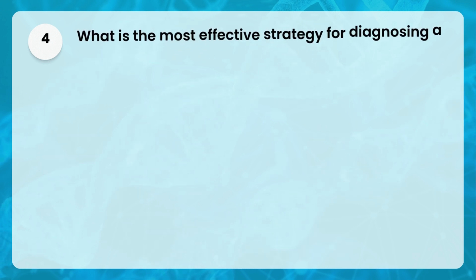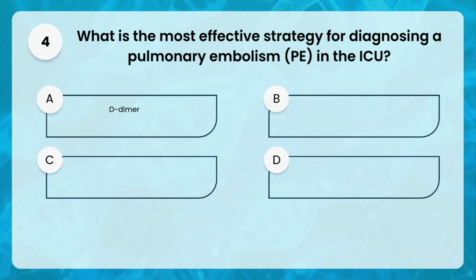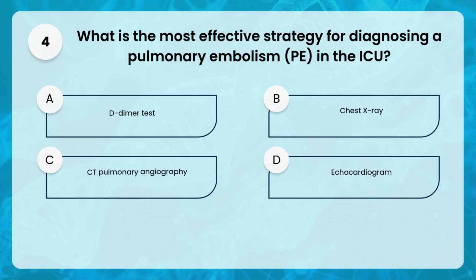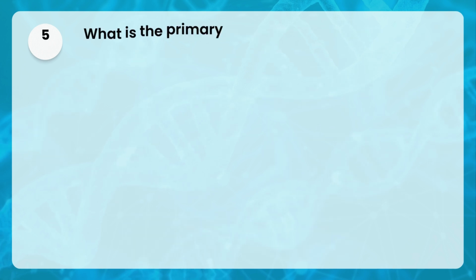Number 4. What is the most effective strategy for diagnosing a pulmonary embolism, PE, in the ICU? A. D-dimer test. B. Chest X-ray. C. CT pulmonary angiography. Or D. Echocardiogram. The answer is C. CT pulmonary angiography.